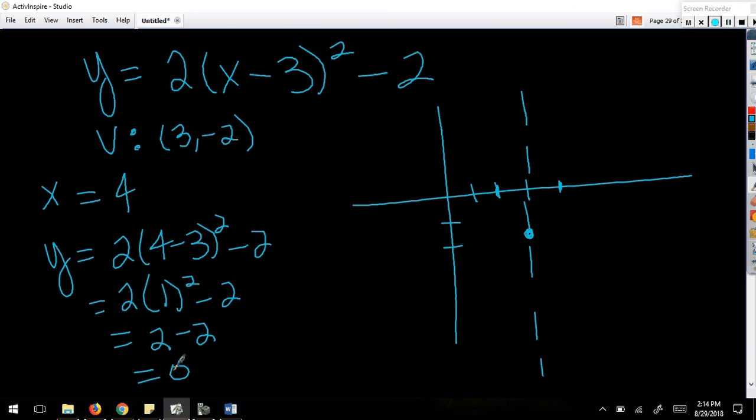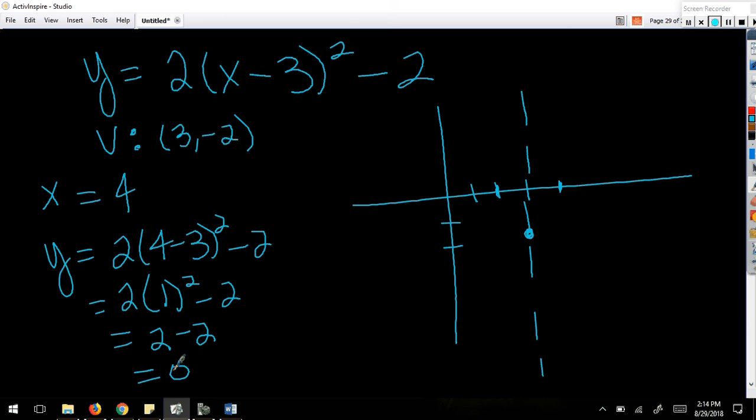If I had picked 0, then I would have 2 times 0 minus 3 squared minus 2. Well, what is -3 squared? 9. So now I got 2 times 9 minus 2, 18 minus 2. You see how big the numbers start getting as you move away from the vertex? That's why I would stick close to the vertex here. So I would pick one that's right beside it.